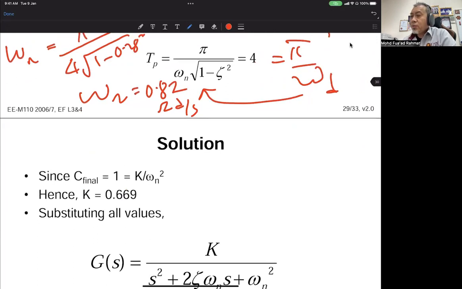Okay, and as usual to find k, so k divided by omega n is equal to 1.